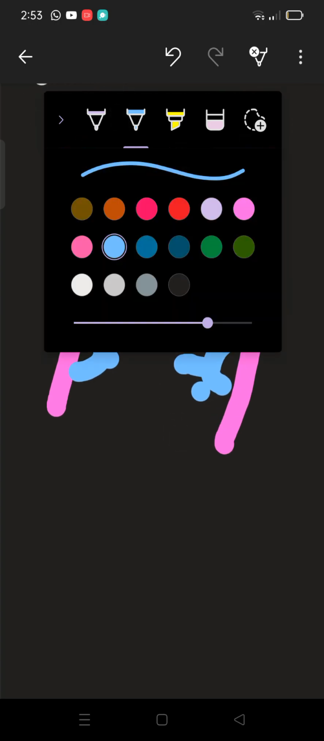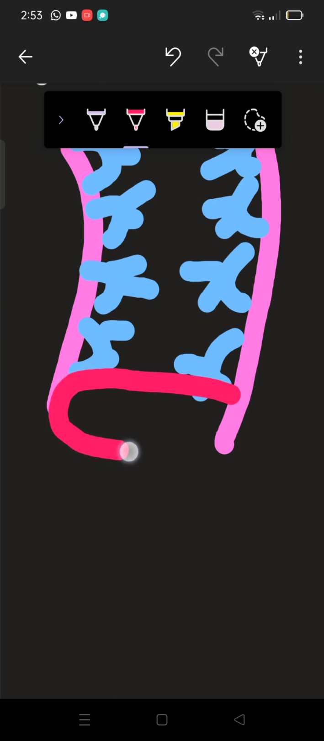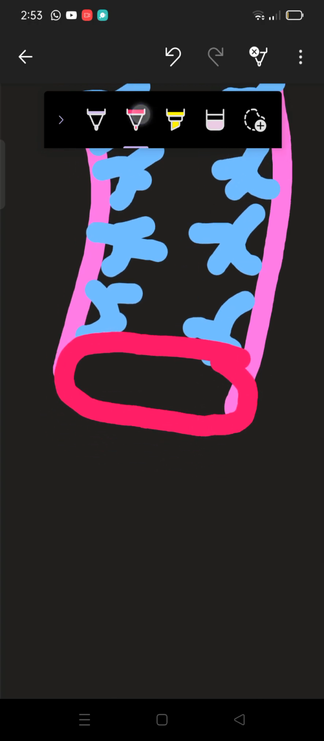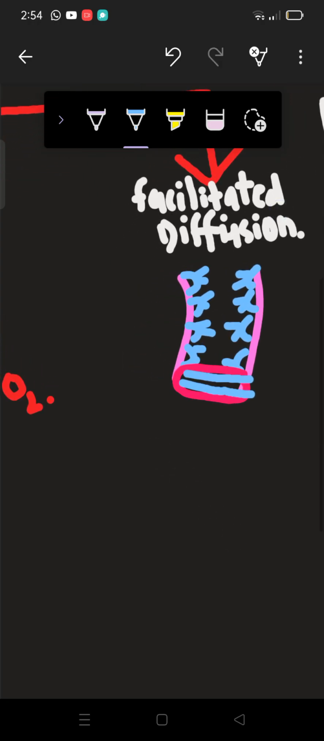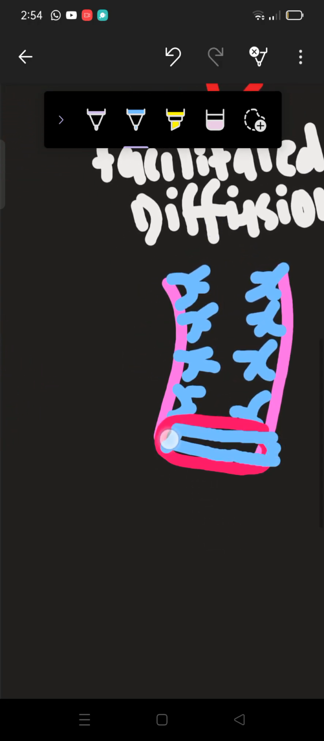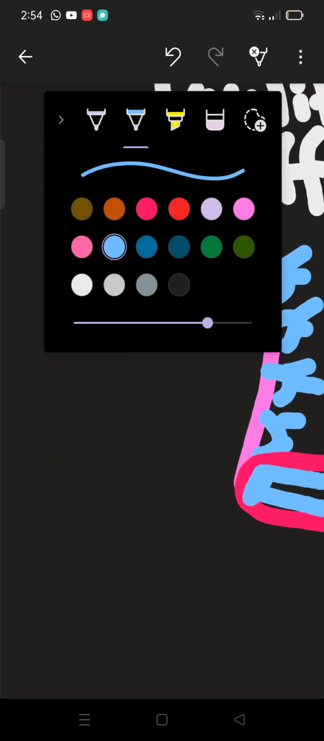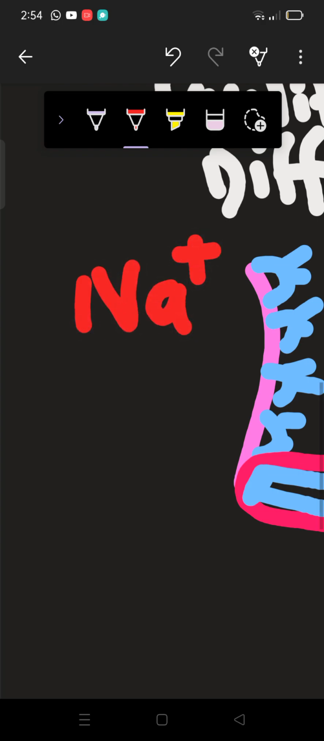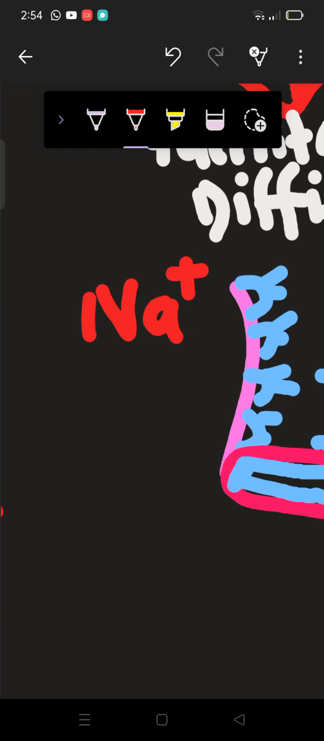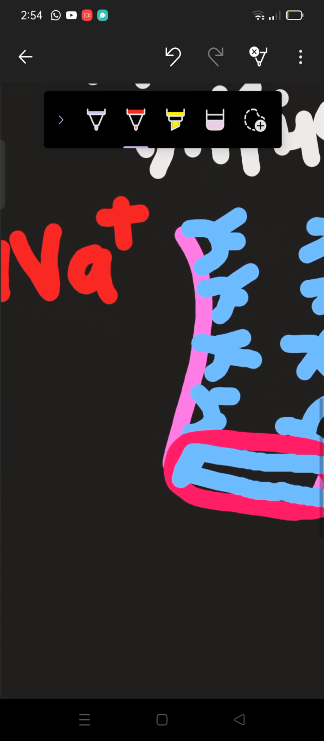Alright, so here we have a protein. Let me make it a little bit bigger. Here we have the protein, as you can see. And if I have a sodium ion here, since it is polar, it won't be soluble in the lipid, right? So what it will do, it will pass through this protein.